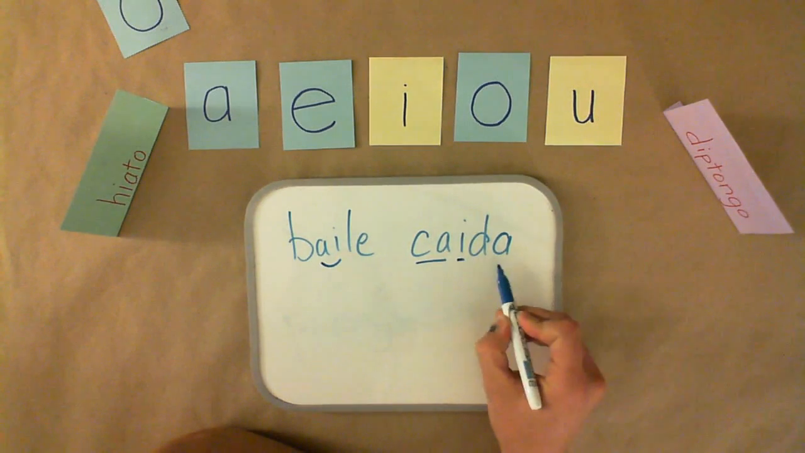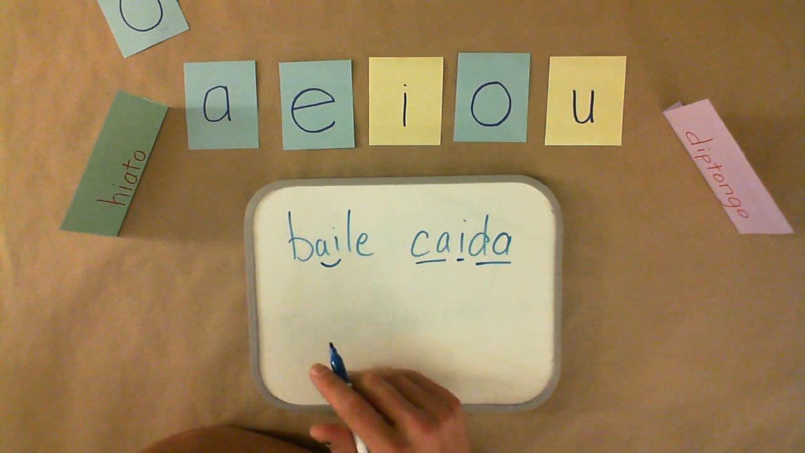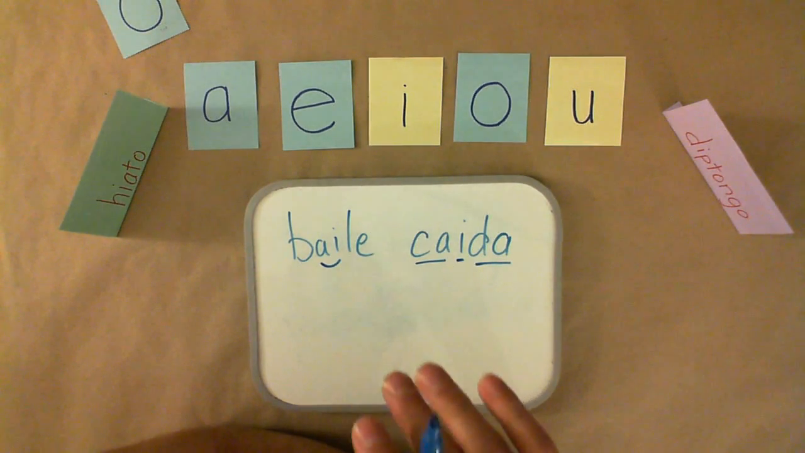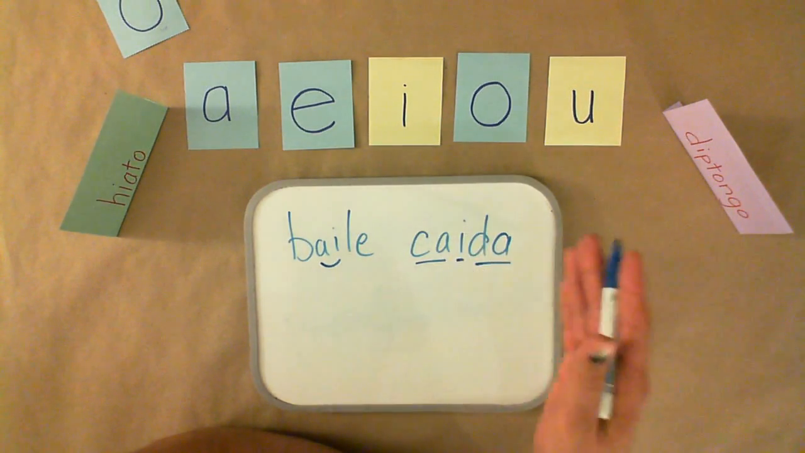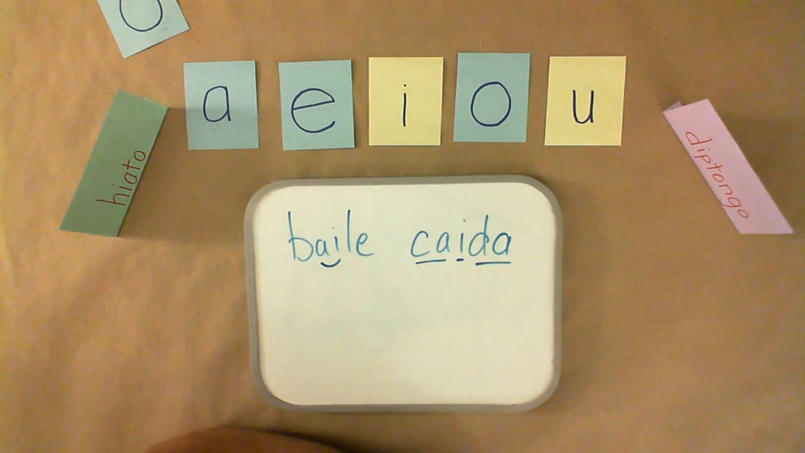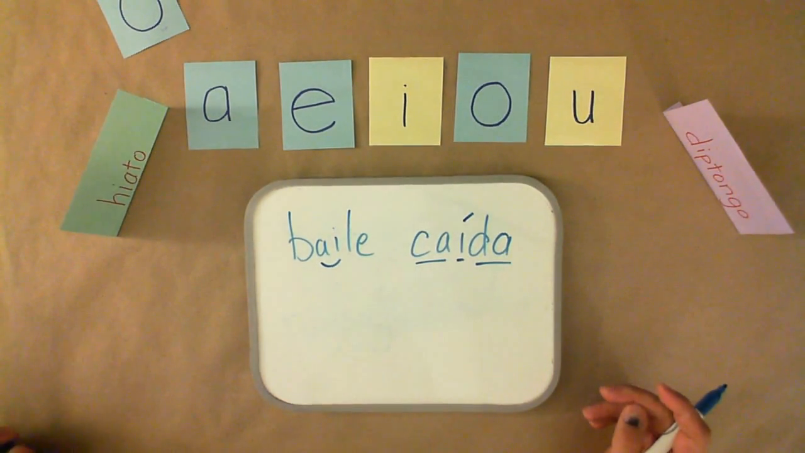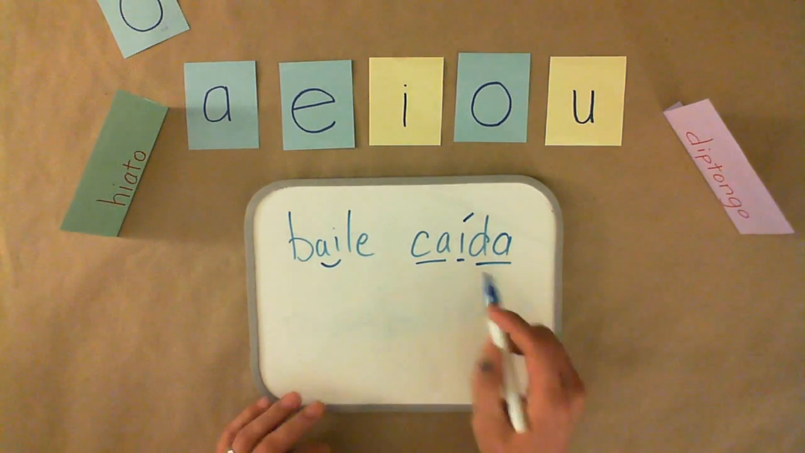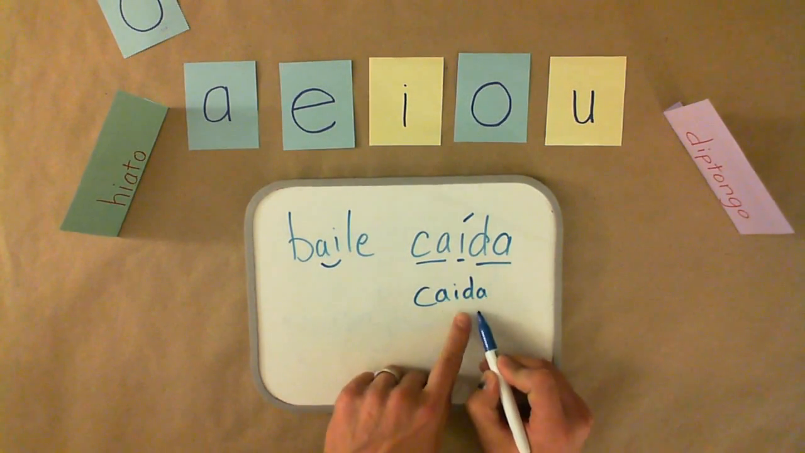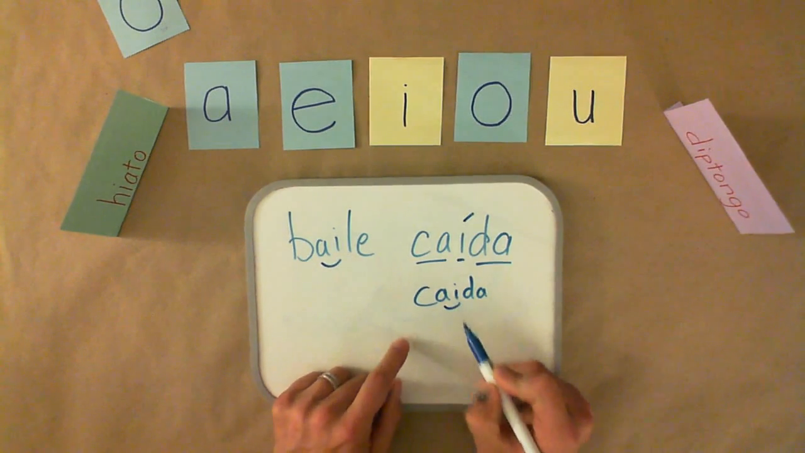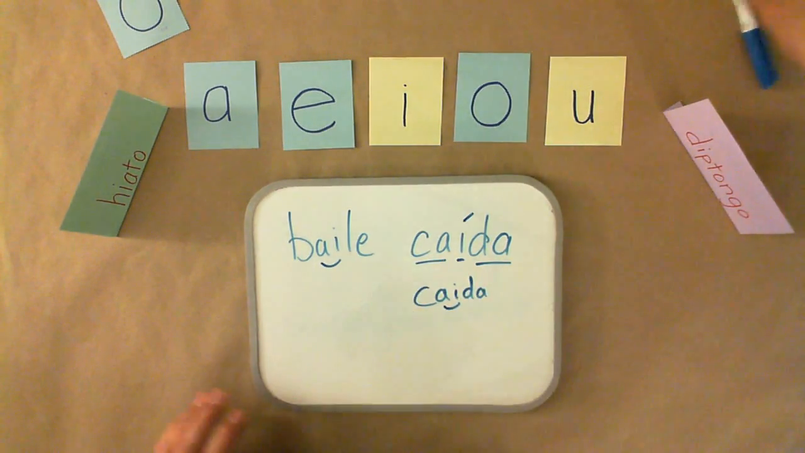Ca, í, and da. But a, i together will make one syllable normally because that's a diphthong. So here we need to break the diphthong, romper el diptongo, and the only way to do that is by marking it with a tilde. You mark it to show that it's not pronounced like baile. But we don't want caída like baile, we want caída.